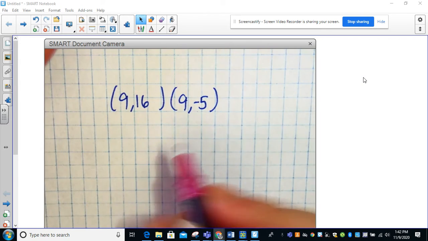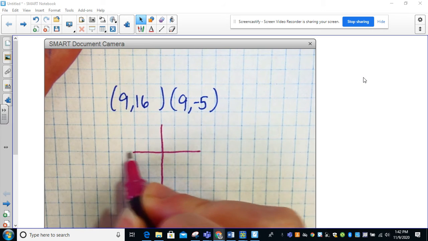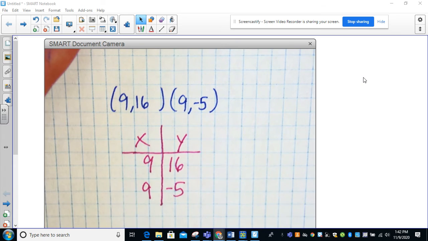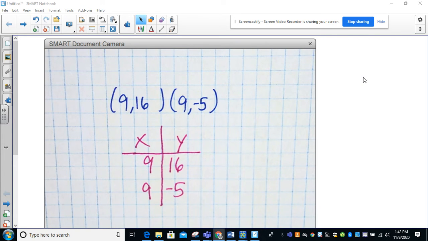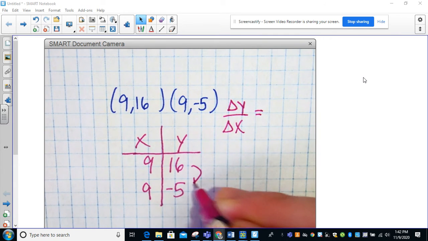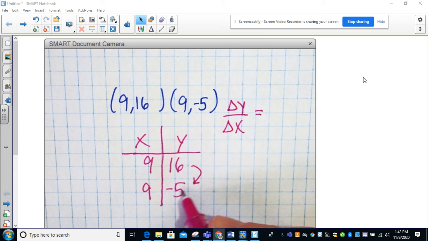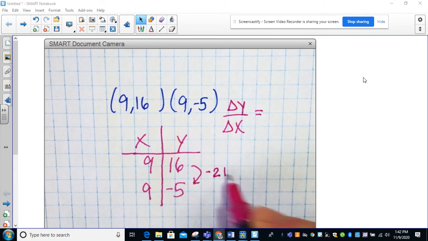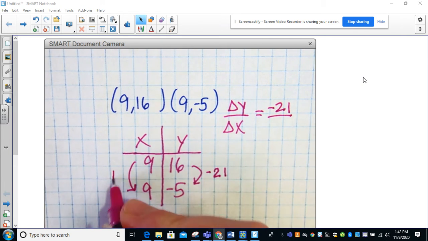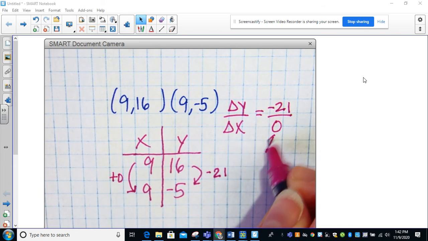Now this one, again, put it in a table. X's and Y's, 9, 16, and 9, -5. Now, I already noticed that something weird's happening because we have 2 9s in line. So I'm figuring that something might be up. But let's first do the change in Y's. So if I go from 16 all the way to -5, I'm dropping 21. So -21. Then, if I'm going from 9 to 9, I don't move at all. So that's a 0. Now this is a problem.